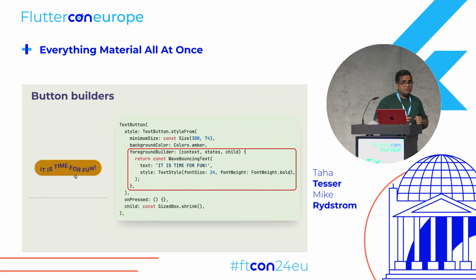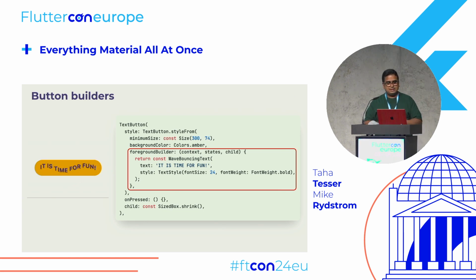Here, I'm not even returning a regular widget. I'm returning a custom painter as a foreground. And here you can see the child is just a shrink box, which means there is nothing there. So you don't have to use child, but you have to provide child because it's not a nullable property. We don't want to break the widget to make it nullable for everybody.